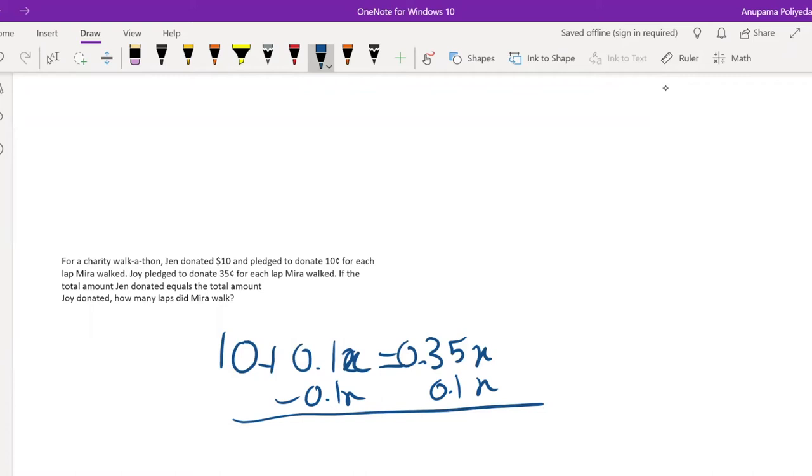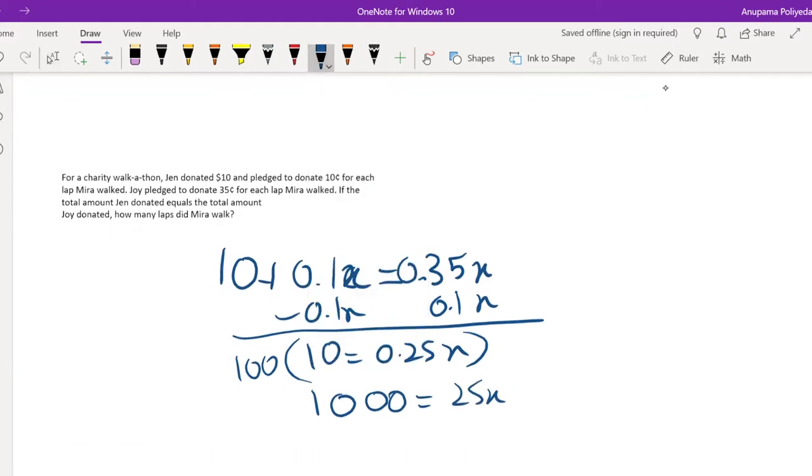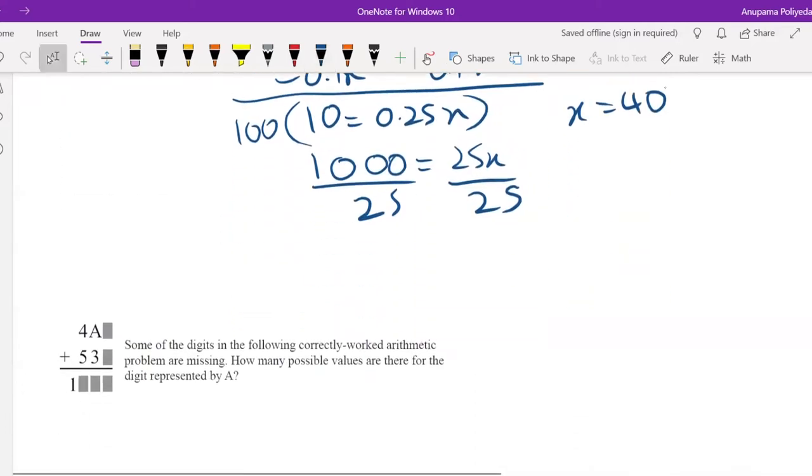And we get that 10 equals 0.25x. And if you don't want to deal with decimals, then just multiply both sides by 100. And you get 1,000 equals 25x. So then both sides are divided by 25, so x equals 40. And then if you check your answer, 35 cents times 40 is $14. And then 0.1 times 40 is 4, and 4 plus 10 is 14. So the answer works in the equation, and the answer is 40. Any questions? No. So what is everyone's answer for 19?